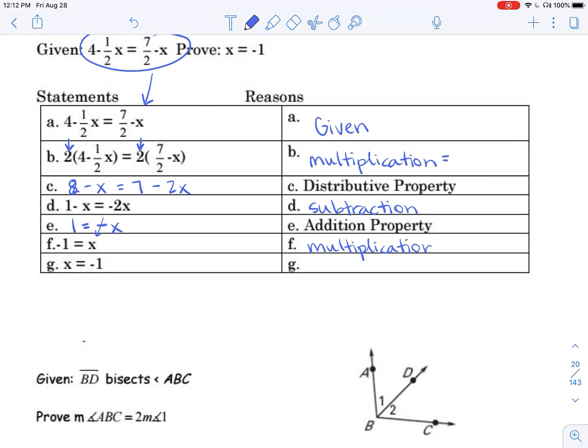So I'm going to write down multiplication. And then notice we are flip-flopping the pieces of the sides, and these are not the same thing. So this is not the reflexive property. This is our symmetric property. We have 2 different pieces, and we are flip-flopping them.